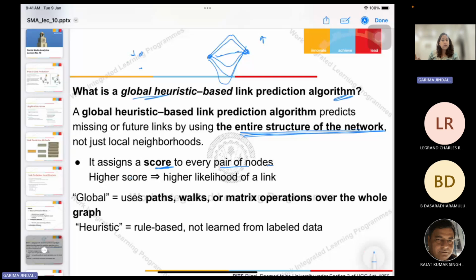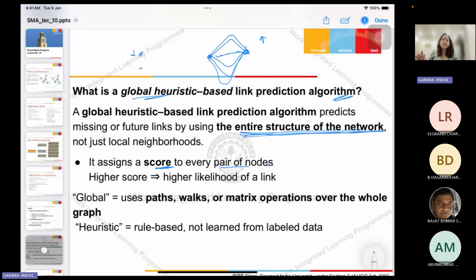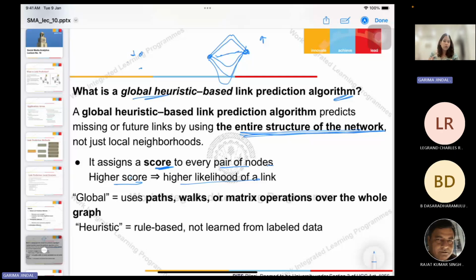So we are going to consider all the pairs of nodes, and for all those pairs we are going to assign a score, and that score is based on the global heuristic. Higher the score, higher the likelihood of a link. Up till now, the idea of global and local is the same. What is the difference? In the local method, we considered the local neighborhood. But in global methods, you use paths, walks, and matrix operations to calculate the scores.